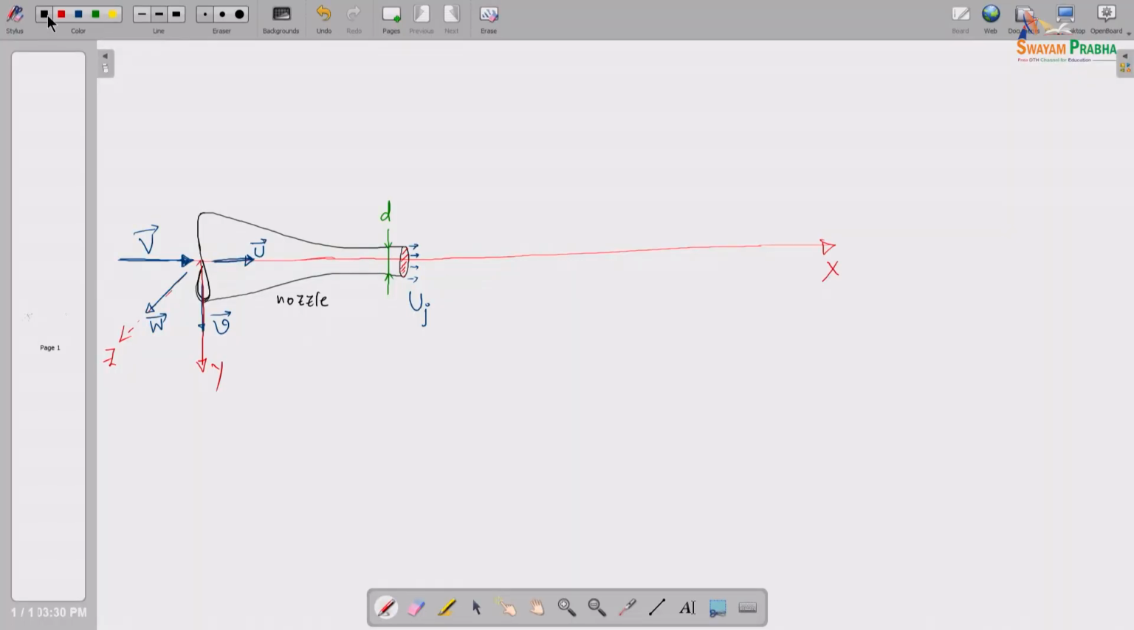Before I do that, let me also write what I am going to do here. It is important to write this here. What we are dealing with is a round free jet. Round because I am taking a circular cross section; it could be a square cross section for all you care.